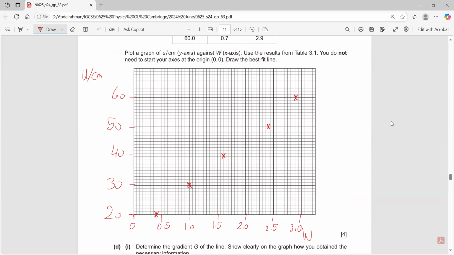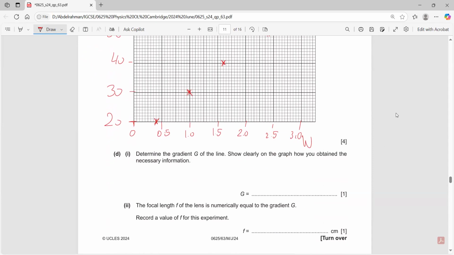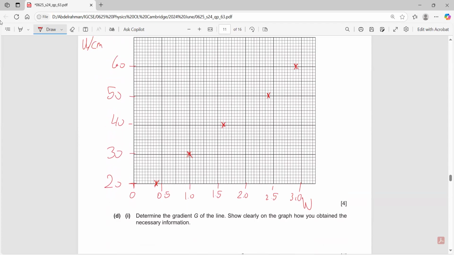Can I draw the line of best fit and then find the gradient? Yes, I can draw the line of best fit. So the line of best fit would look something like this. This would be a decent line of best fit. To find the gradient, you need to use the triangle method. If you take two very distant points on the line, do not take points too close together. So the slope would be y2 minus y1 over x2 minus x1.